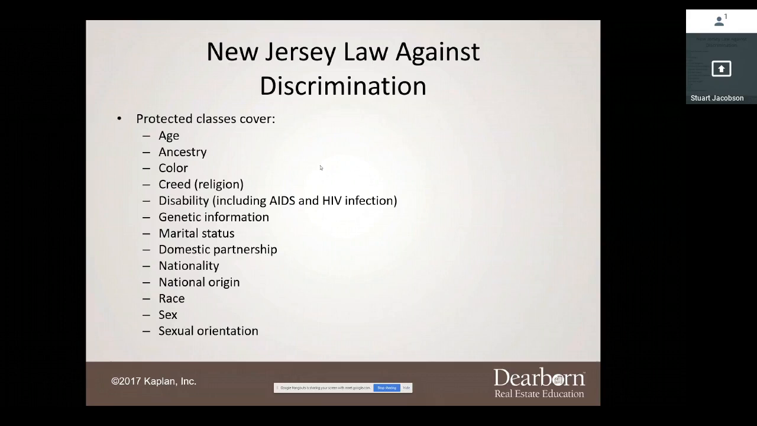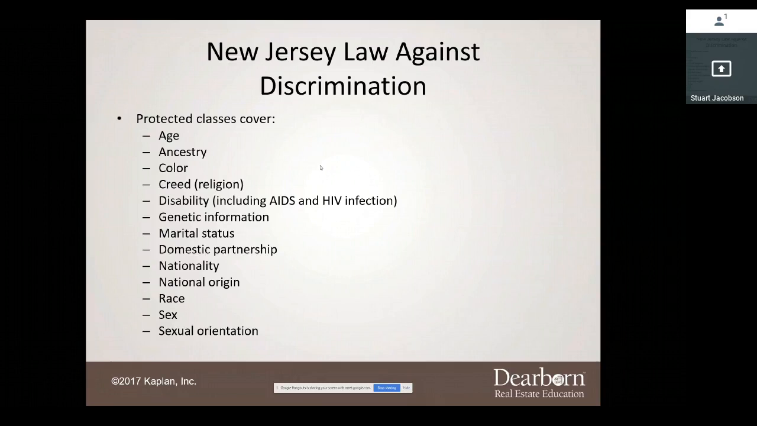And you see how in this portion of the presentation, they say, including AIDS victims and HIV infection, genetic information, marital status, domestic partnership, nationality, national origin, race, sex, sexual orientation. I am going to get into a slide where I'm going to talk more about the ethics and the legality of things, okay? Because we're talking about law.